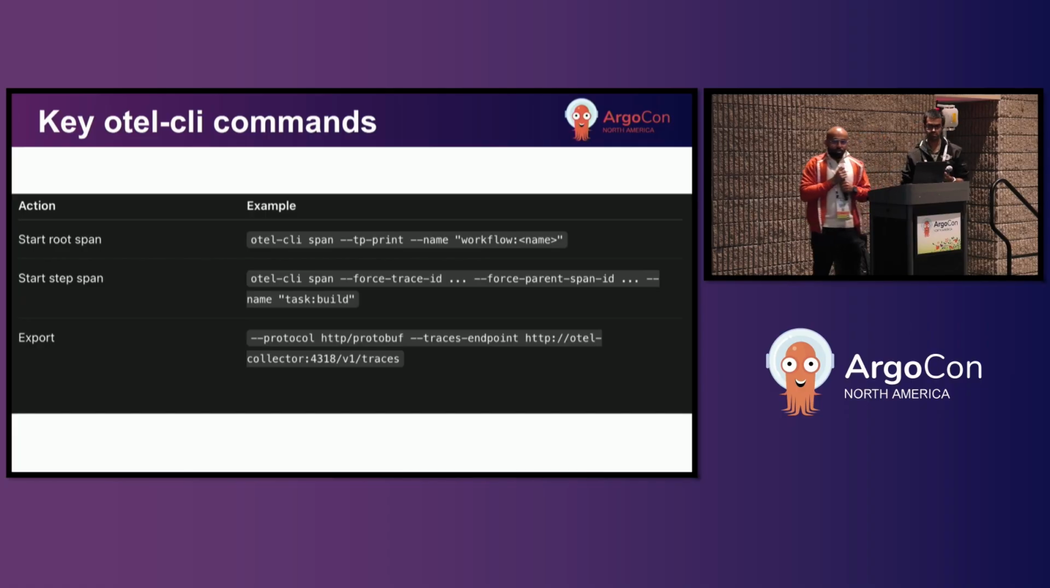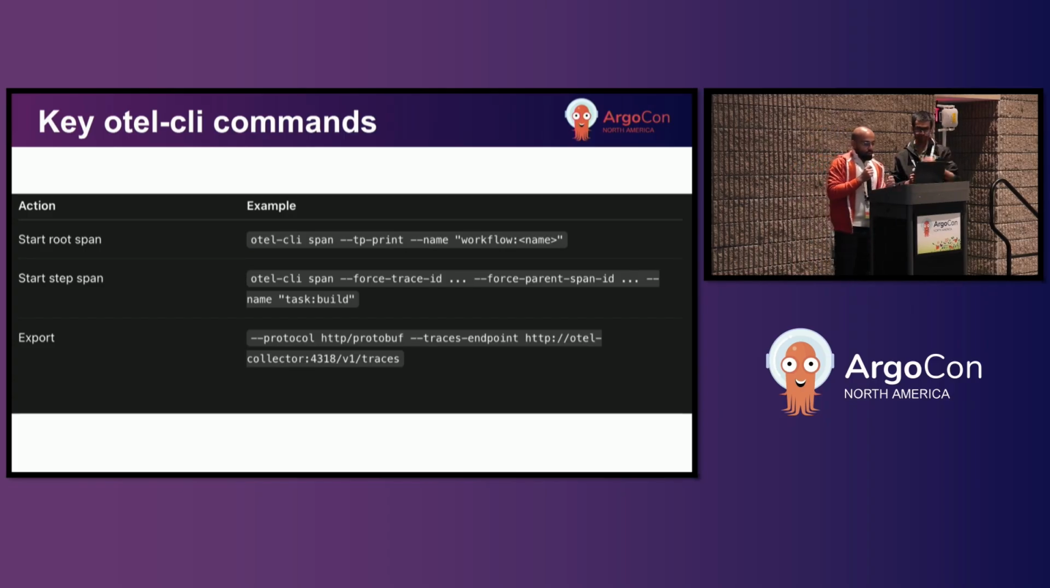So there are 3 key OTel CLI commands, and I am going to show that later as well. First is the start of the root span, where we say otel-cli span with tp print, and TP is trace parent. Trace parent is a command which stitches all the spans of a particular DAG into one particular trace. Then there is the start of the step span or the child span, where we percolate the trace ID from the root span to the child span and ask it to stitch all this together. And then there is an export command, which will export it to an OTel collector.